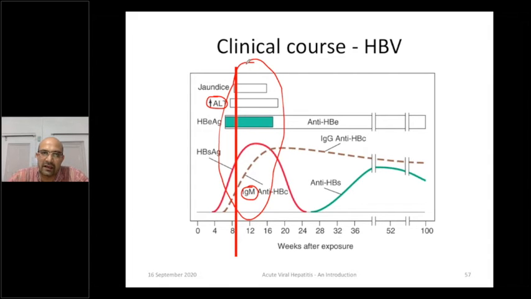What happens after acute infection in the acute phase? So you would remember HBs antigen will be present, which will indicate infection. IgM type of anti-HB core antibodies will be present. HBe antigen will be present, ALT will be raised, and jaundice will be visible.